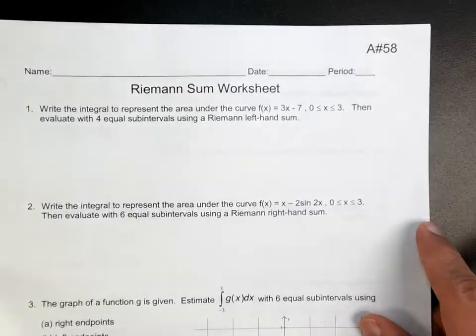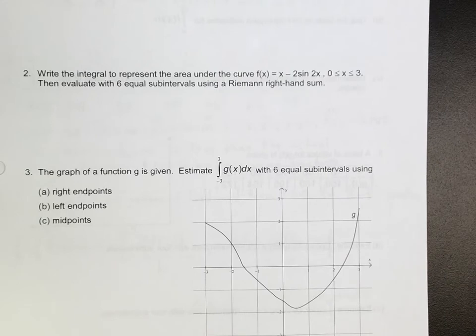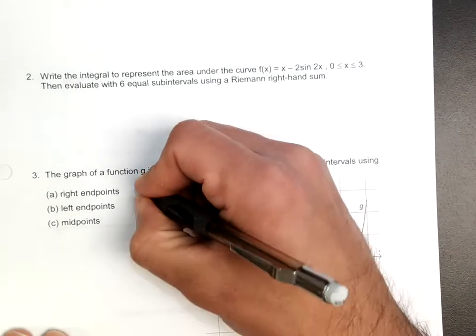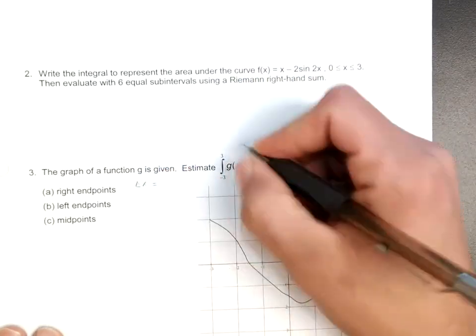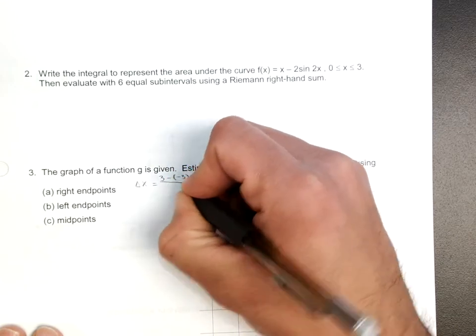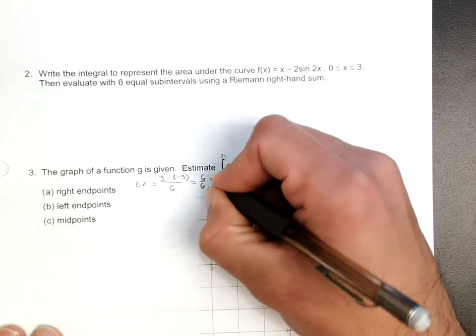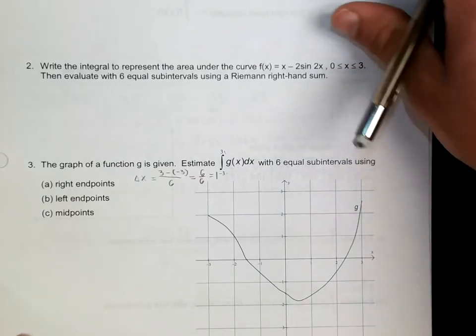And let's look at this. I'm only going to do one of these, all right? So again, nothing too incredibly hard. It's just a little bit different. I'm going to find the right-hand sum. We're going to find delta x first. Now delta x, remember, was 3 minus a negative 3, and how many intervals do they want? 6. So that's going to be 6 over 6, which is 1. So the intervals are going to be 1, and they want to go from negative 3 to 3.